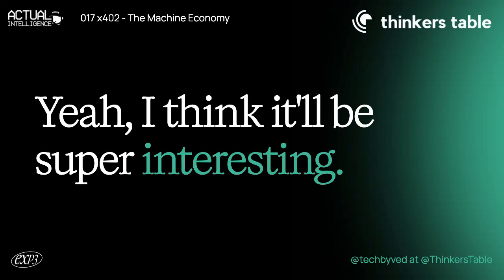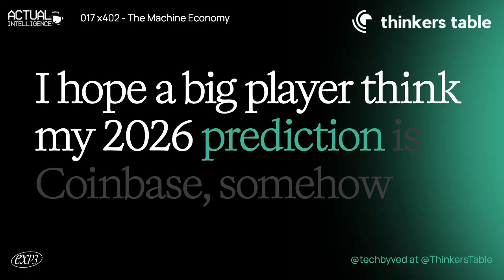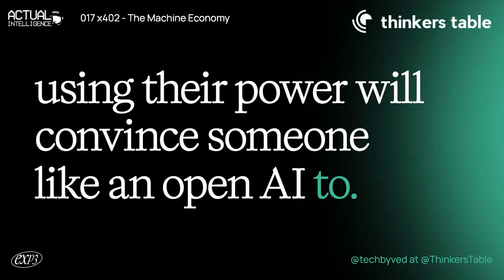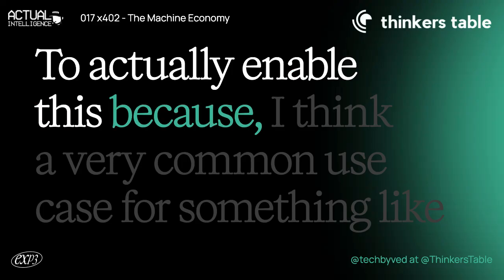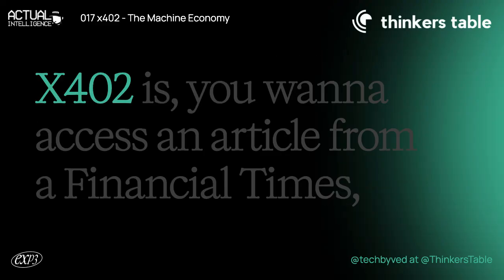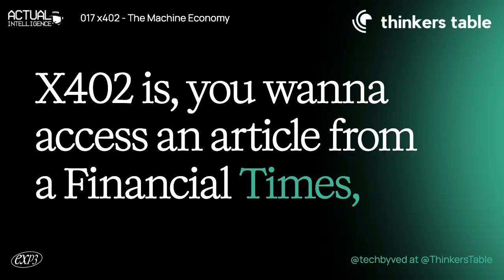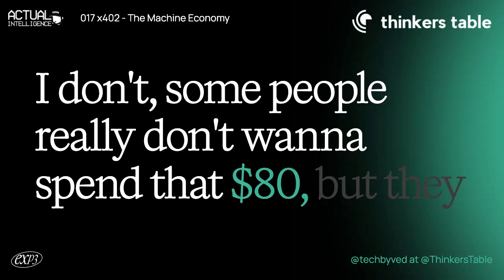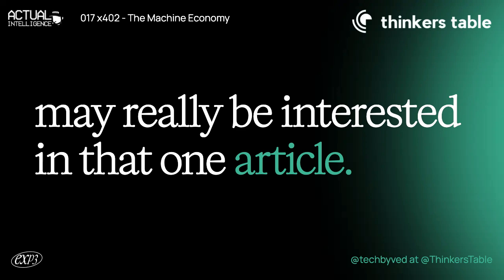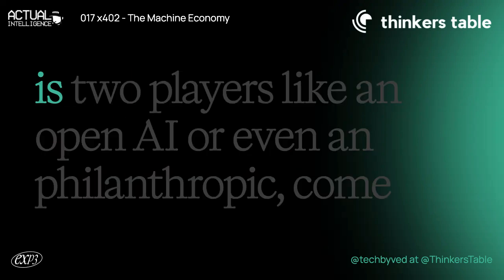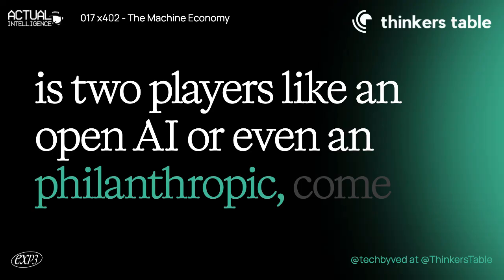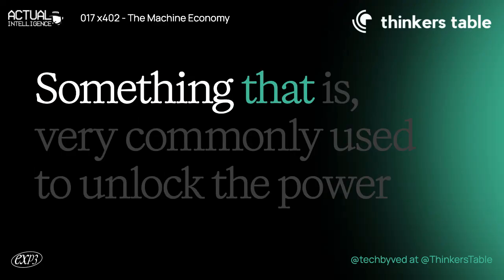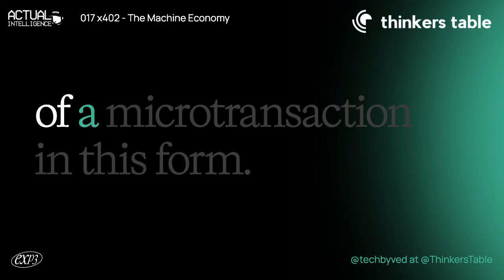Yeah, I think it'll be super interesting. I hope a big player. My 2026 prediction is Coinbase somehow using their power will convince someone like OpenAI to actually enable this. A very common use case for something like x402: you want to access an article from the Financial Times, which I use every day, but which is behind a paywall. Some people really don't want to spend that $80, but they may be really interested in that one article. So my prediction, and somewhat my hope, is that players like OpenAI or even Anthropic come together with someone like the Washington Post or New York Times, something very commonly used, to unlock the power of a microtransaction in this form.